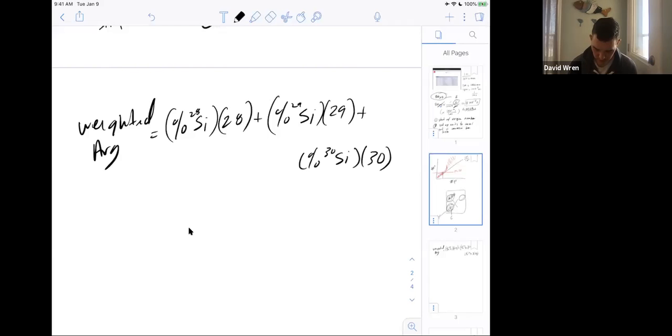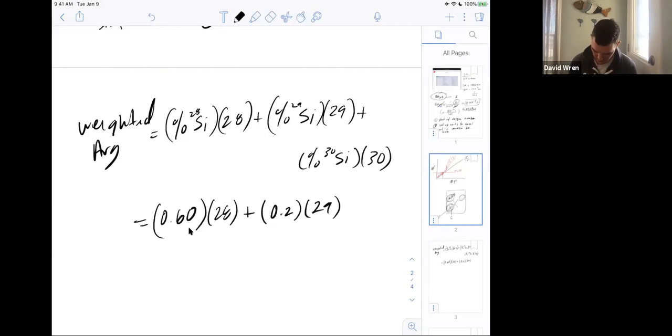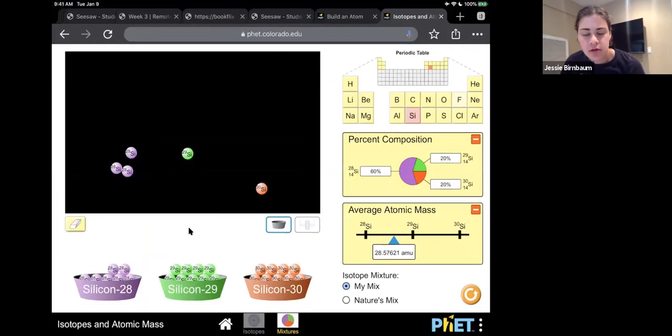And so if we put that in, we said for 28, we made that 0.60, so 60% times 28, plus for 29, it was 20%, so 0.2 here. Wait, so where's the 0.6 and 0.2 coming from? Oh, that was in our, here. So we had 60 for 28.